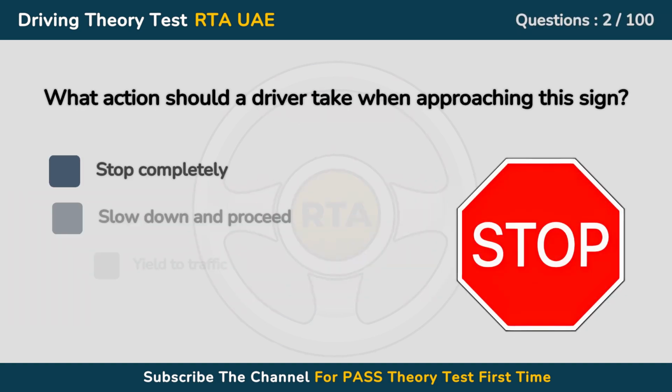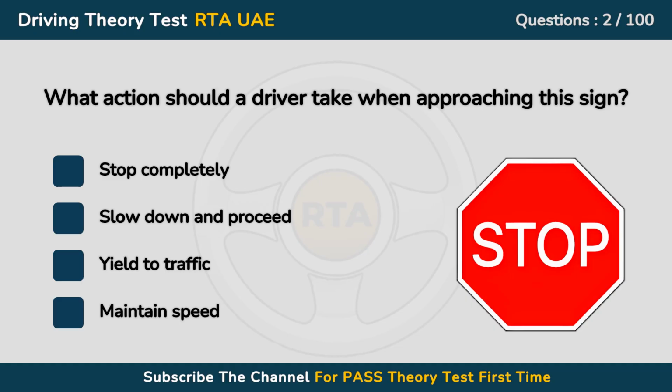Question 2. What action should a driver take when approaching the sign? A. Stop completely. B. Slow down and proceed. C. Yield to traffic. D. Maintain speed.